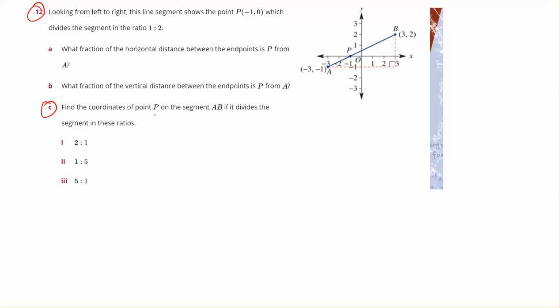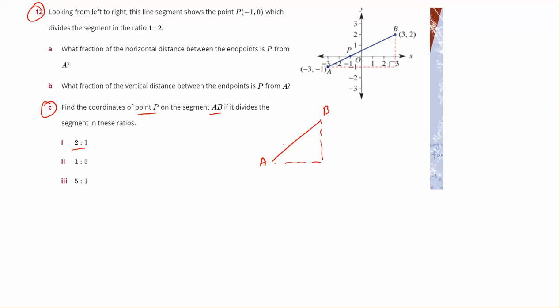So we're trying to find a coordinate P on the segment AB such that it divides the segment in the following ratios. So ratio is like a proportion, okay? So we've got our points A and B there. So I'm going to draw the vertical and horizontal. So it's like the rise and run.